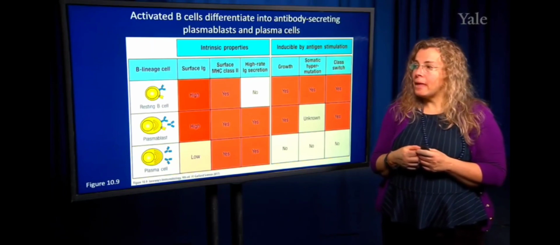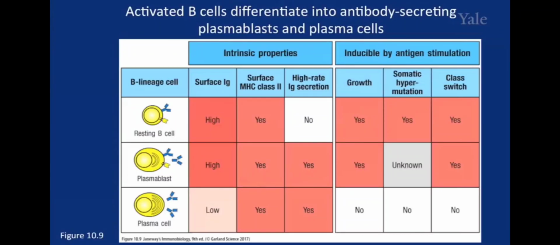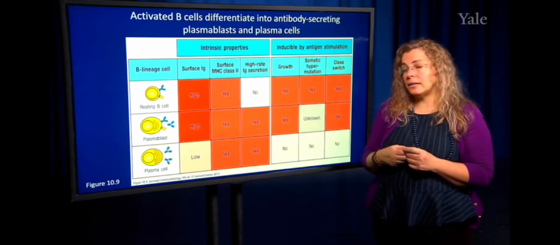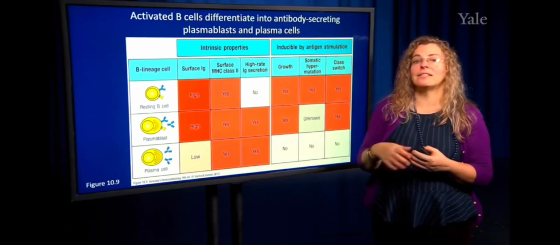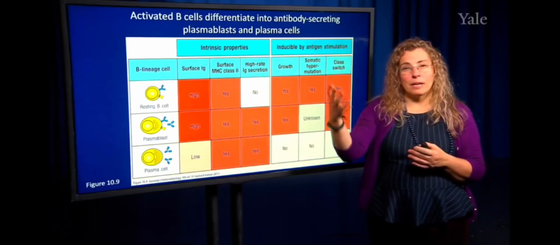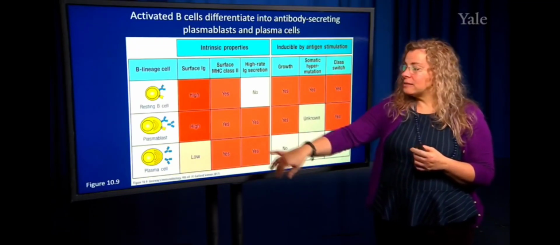Once this resting B cell sees antigen and gets activated, it becomes a plasmablast. Now, that's not the same as a plasma cell. So a plasmablast is an early form of an activated B cell that can make antibody. It still has a lot of surface IgG and MHC class II, but now it can secrete antibody. Eventually, through the maturation process that we're going to discuss, it becomes a plasma cell. It actually no longer has a lot of antibody on its surface. It doesn't need to interact with antigen anymore, but it does need to make a lot of antibody.